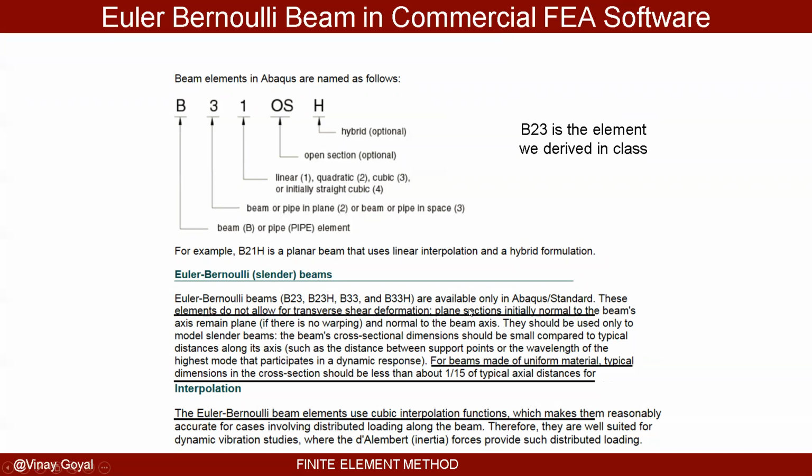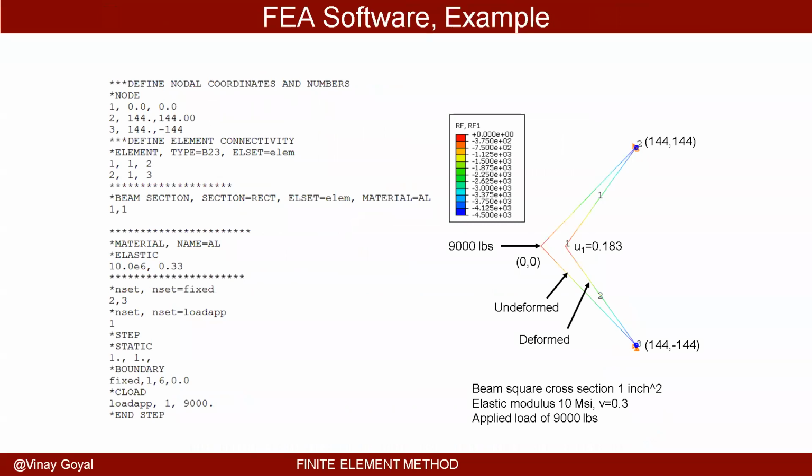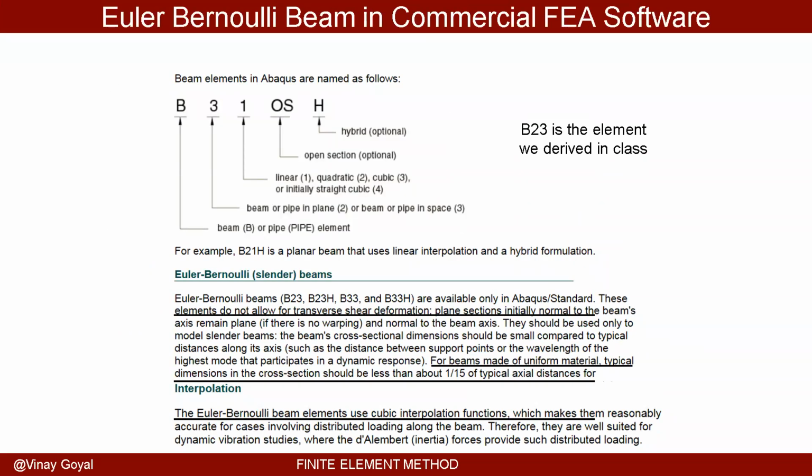They're available in ABAQUS standard. And notice that the assumptions I talked about in this class match what ABAQUS says. These elements do not allow transverse deformation. Plane sections initially normal to the beam cross section remain plane. Beams made of uniform material, typical dimensions in the cross section should be less than 1/15 of typical axial distances. Euler-Bernoulli beam elements use cubic interpolation, which we actually derived, and the theory manual in ABAQUS also shows that. My point there was to show you that what I taught you is consistent with what codes use today.